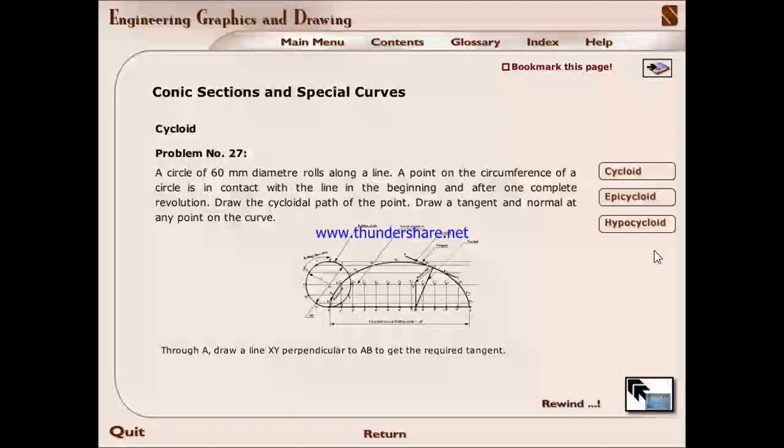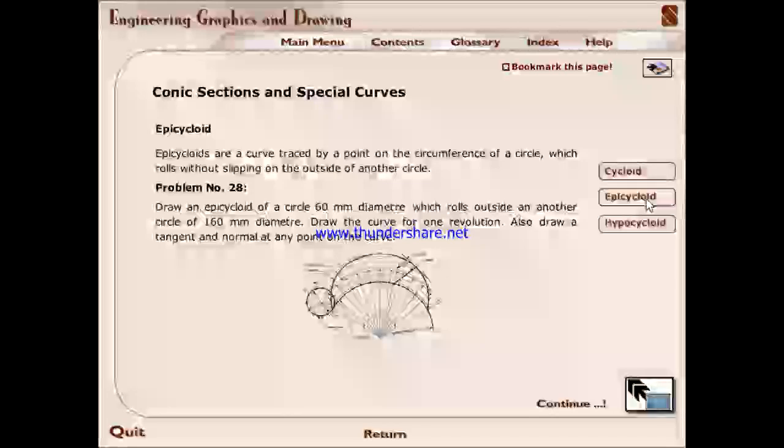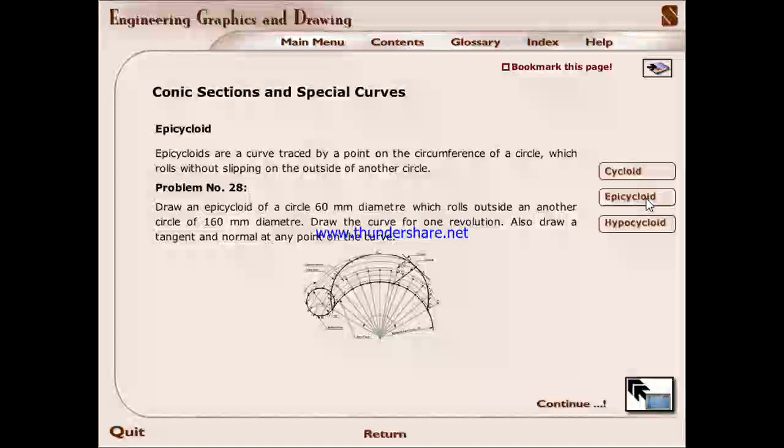Now, we'll discuss the epicycloid. An epicycloid is a curve traced by a point on the circumference of a circle which rolls without slipping on the outside of another circle. Let us consider problem number 28. Draw an epicycloid of a circle of 60 mm diameter which rolls outside on another circle of 160 mm diameter. Draw the curve for one revolution. Also draw a tangent and normal at any point on the curve.